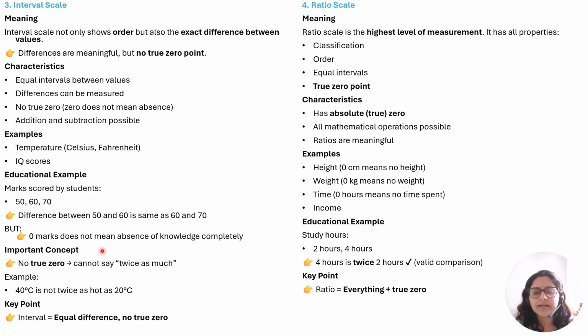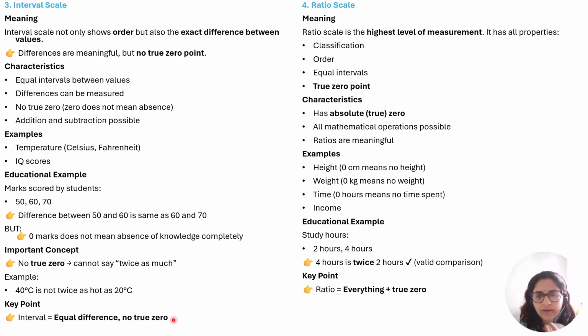Because of certain conditions like health or various other conditions, he might have scored 0. But 0 doesn't mean that he doesn't have any knowledge at all. Because of the conditions he has scored like that. There is no true 0 in this interval scale. So interval scale has equal differences, but there is no true 0.